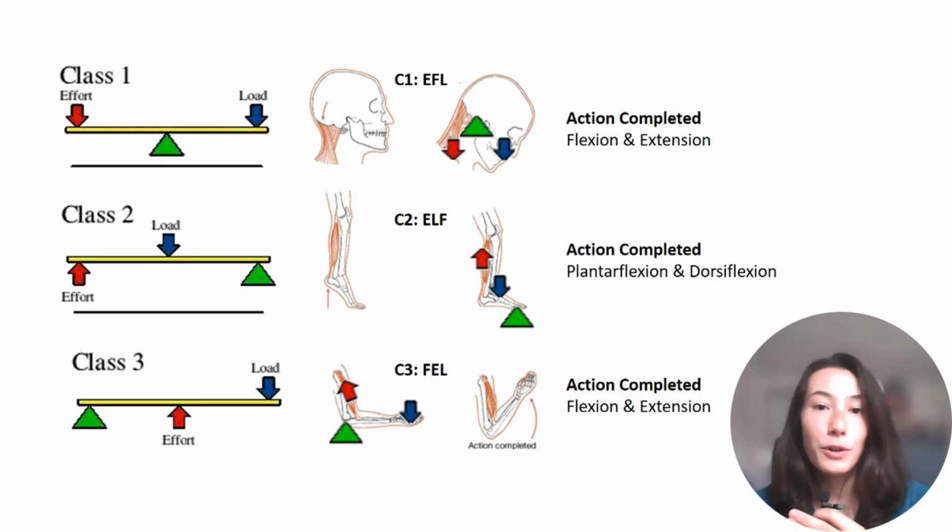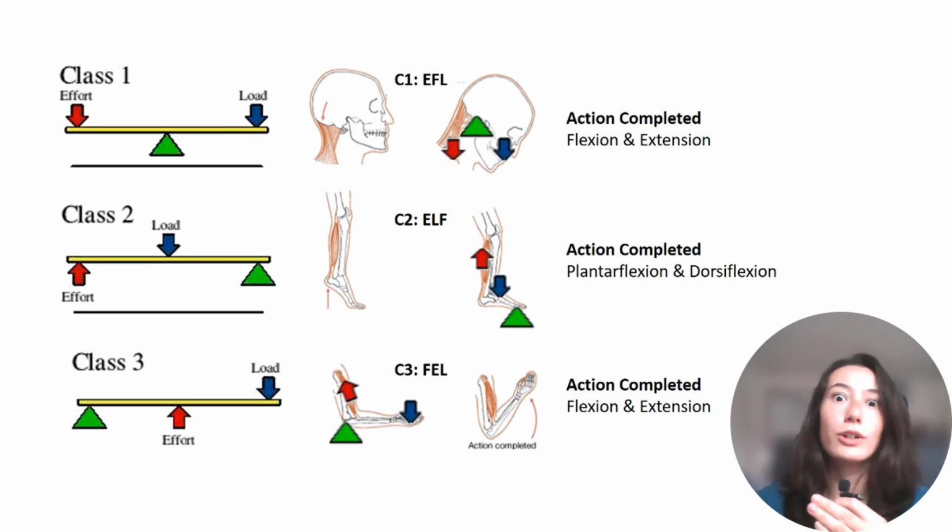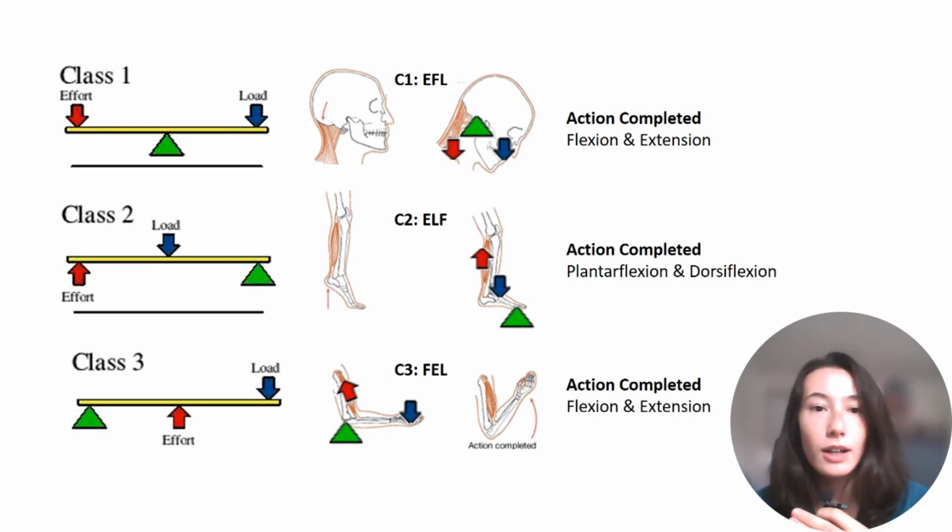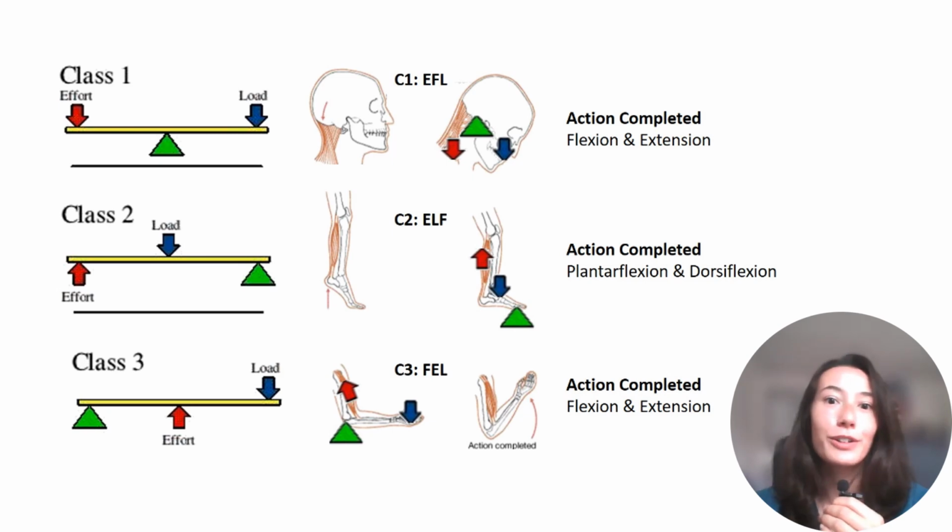Now, like I said before, if you're doing an internet search to learn a little bit more about this topic, you're going to notice the same 3 examples are given over and over and over again. The cervical spine, plantar flexors, biceps.